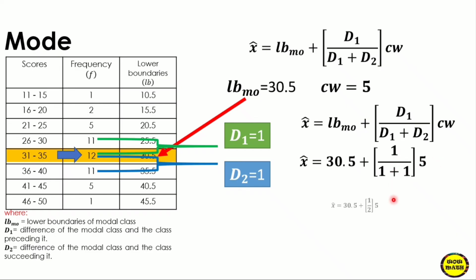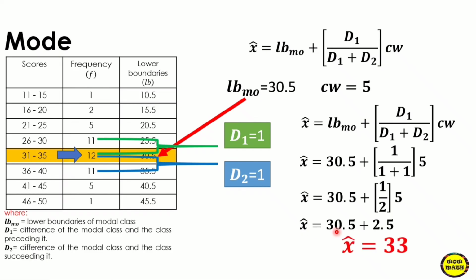So, unahin natin yung sa bracket. So, 1 over 2 times 5. The answer is 2.5. Then, add natin sa 30.5. So, laging huli natin i-add yung lower boundary. And that is 33. So, yung mode natin is 33.